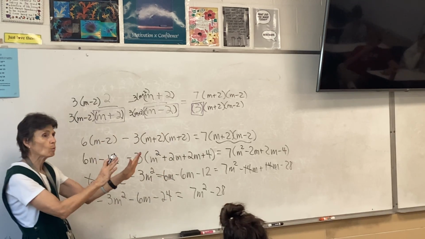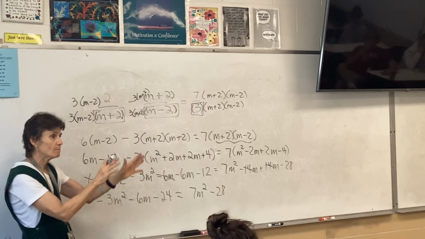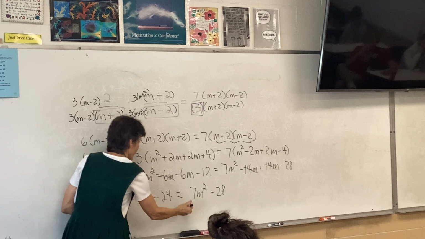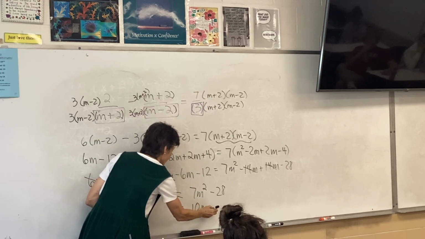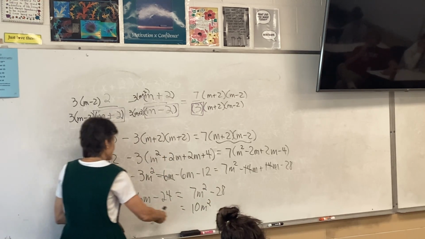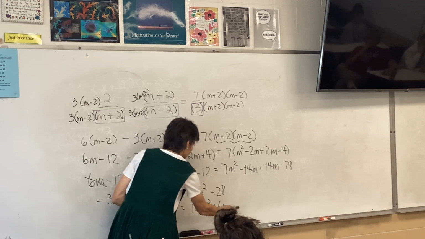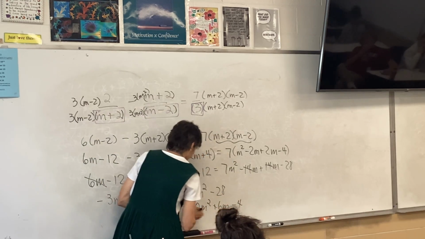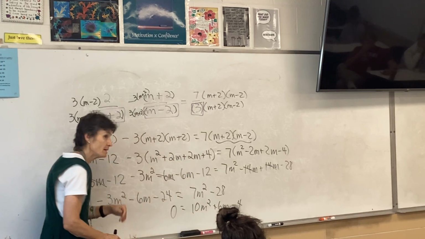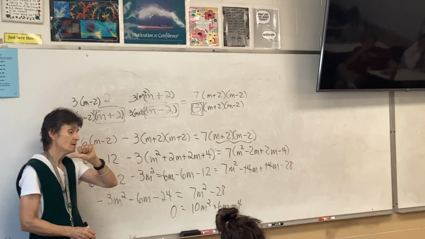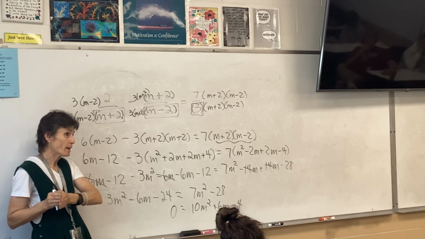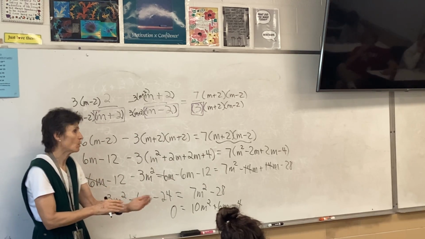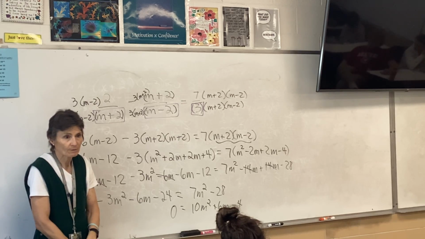You've got to move everything to one side, so whatever you want to move, move. I'm going to add 3m squared over to here. I'm going to add 6m over to here. And I'm going to add 24 over to here. So that's what I got. Now, if you went the other way, you'll have -10m squared, -6m, and +4. It's the same equation. It doesn't matter.